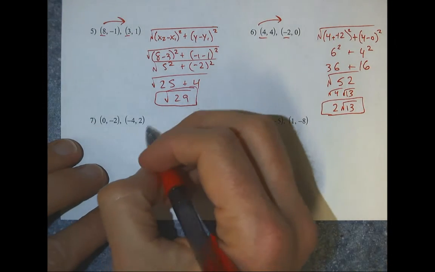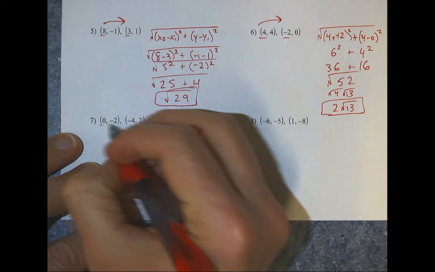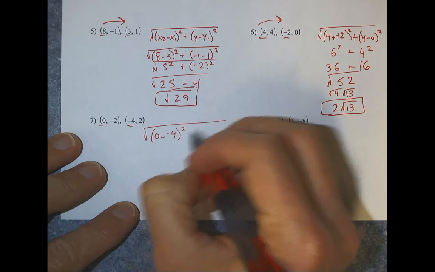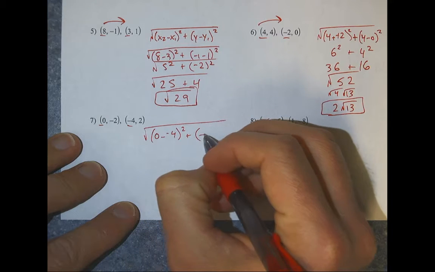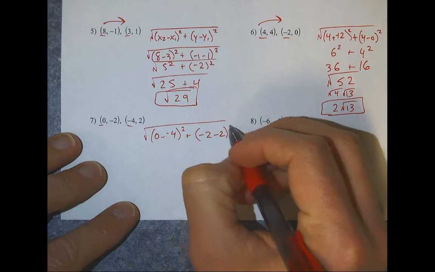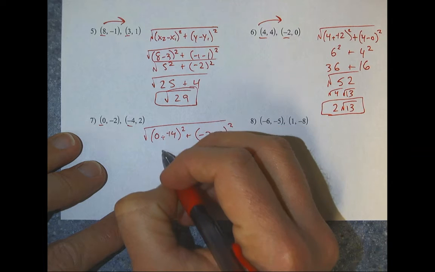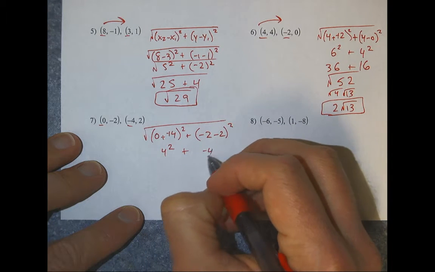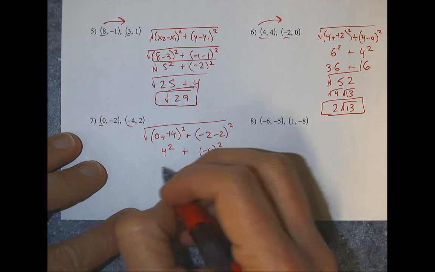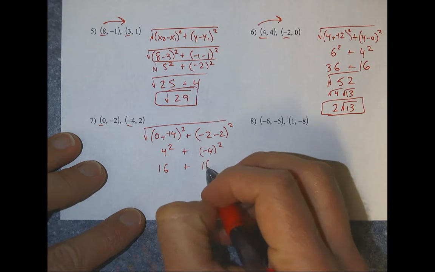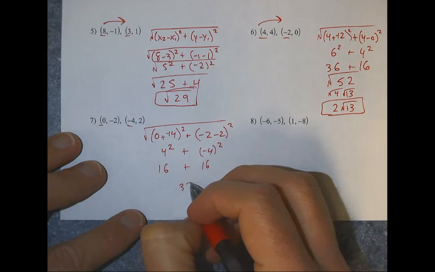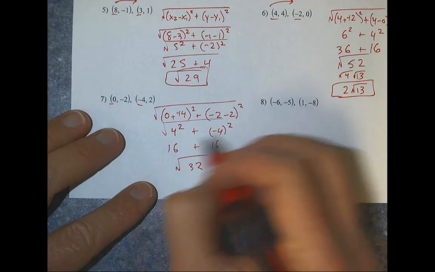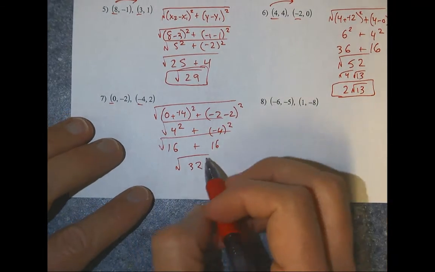All right, number 7. X is 0 minus -4. Y's -2 minus 2. So this is 4 squared. This is -4 squared. So it is 16 plus 16, so 32. So square root of 32, because again, this square root follows it down.